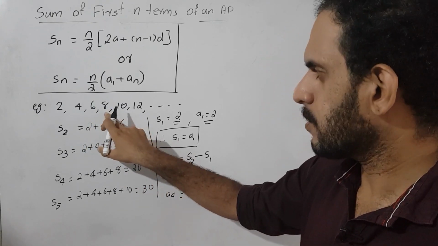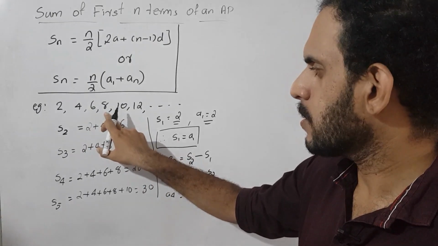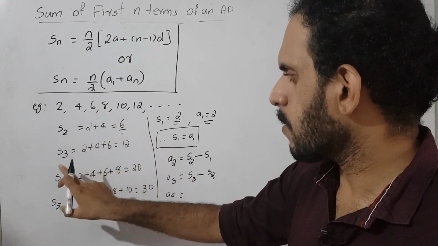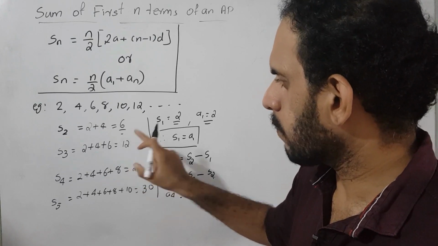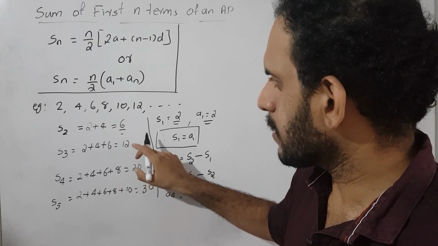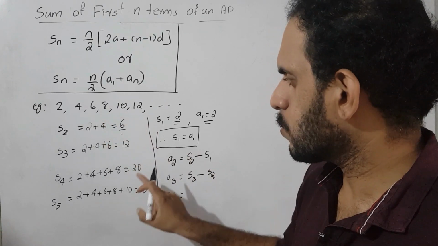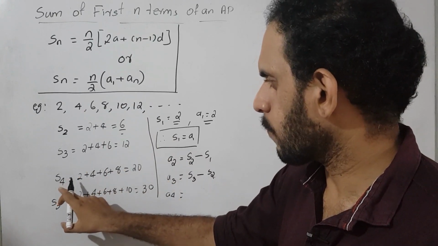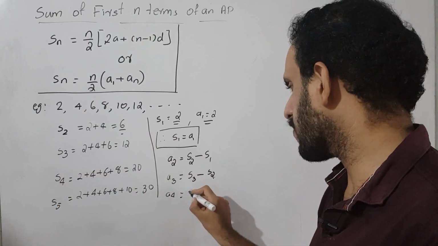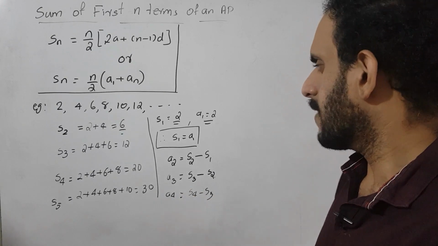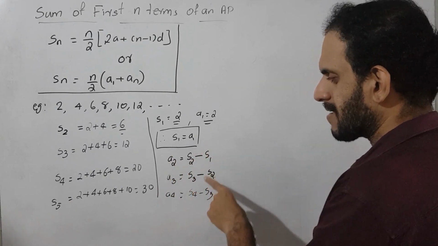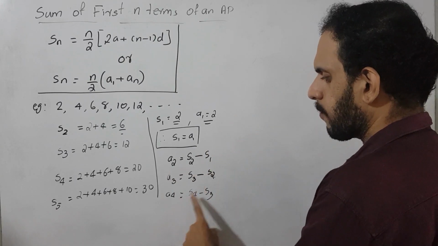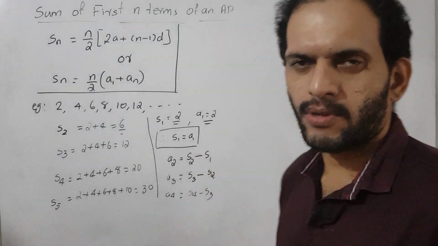A4 is 8. Then how do we get 8? 8 is in terms of sum, that is 20 minus 12. 20 minus 12 is 8. What is 20? 20 is S4. S4 minus S3. Then A2 is S2 minus S1. A3 is S3 minus S2. A4 is S4 minus S3.